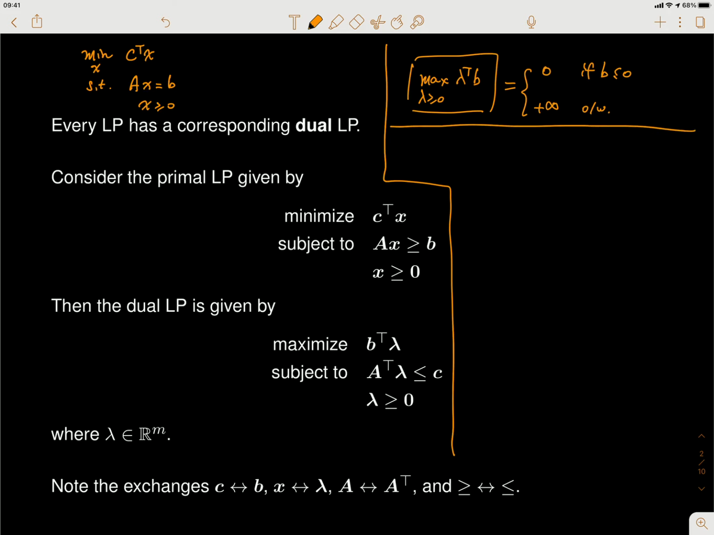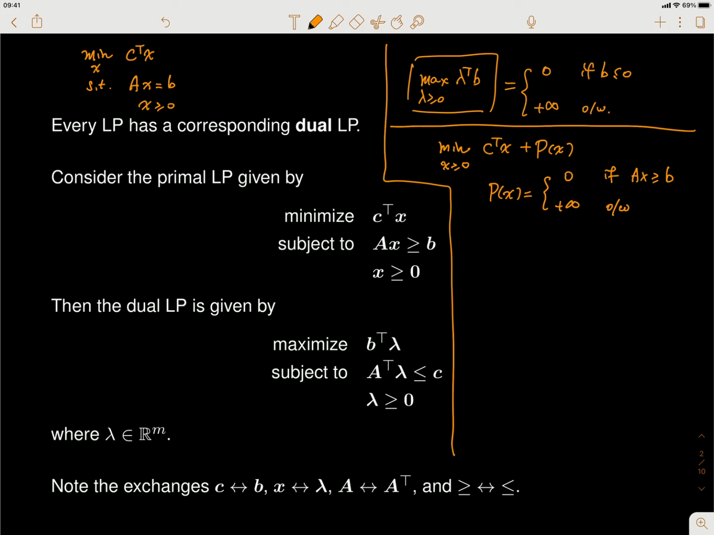Let's look at the primal problem. I can think of the primal problem as this: I'm minimizing c transpose x, and I want my x to be greater than or equal to 0. That's no problem, I always want it to be non-negative. And I'm going to add this function, called p(x). What is p(x)? p(x) is defined to be 0 if Ax is greater than or equal to b, and if not, then the value is infinity.